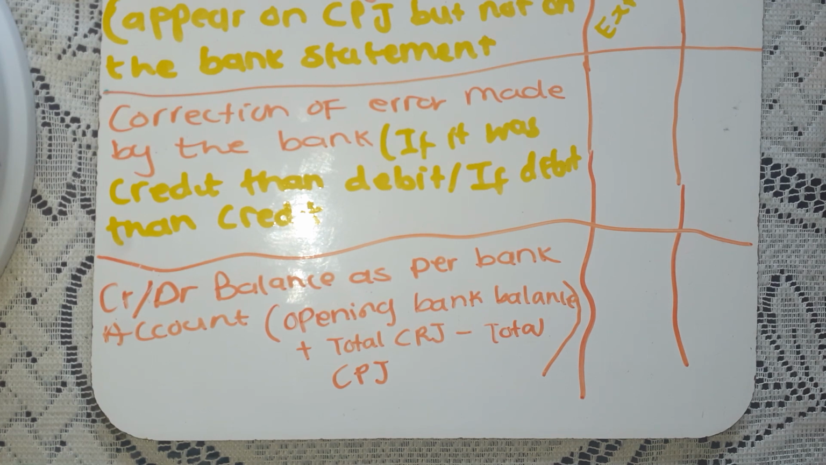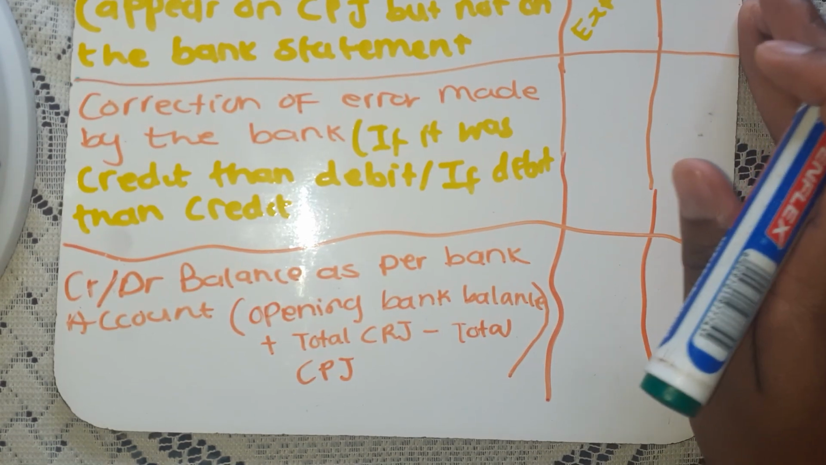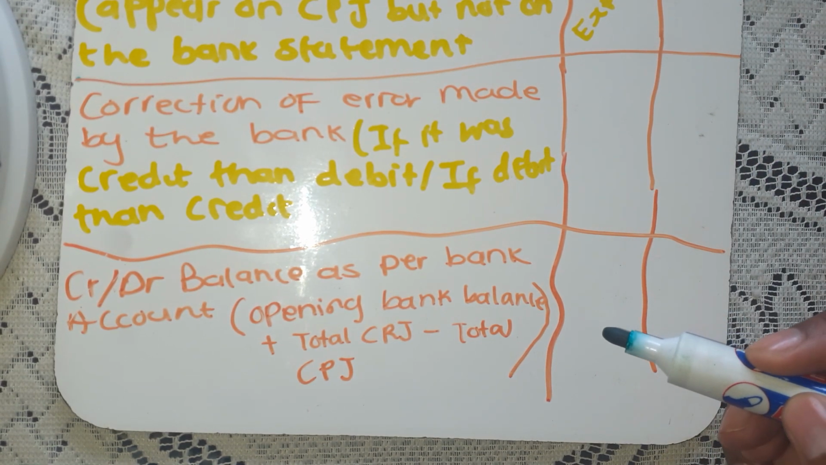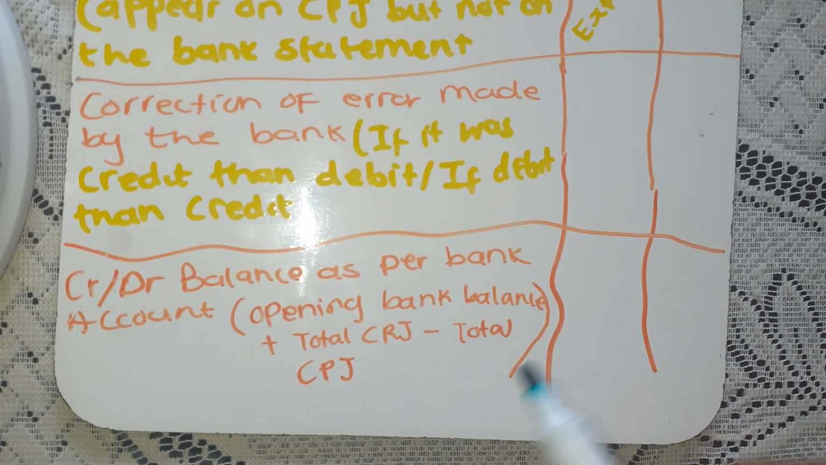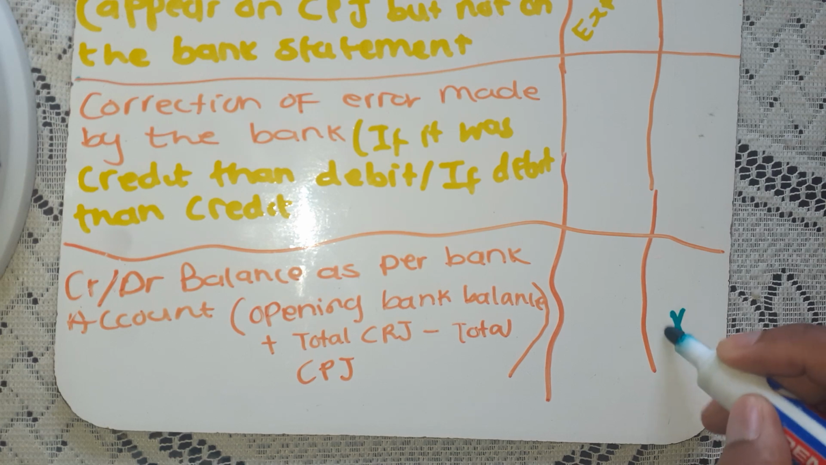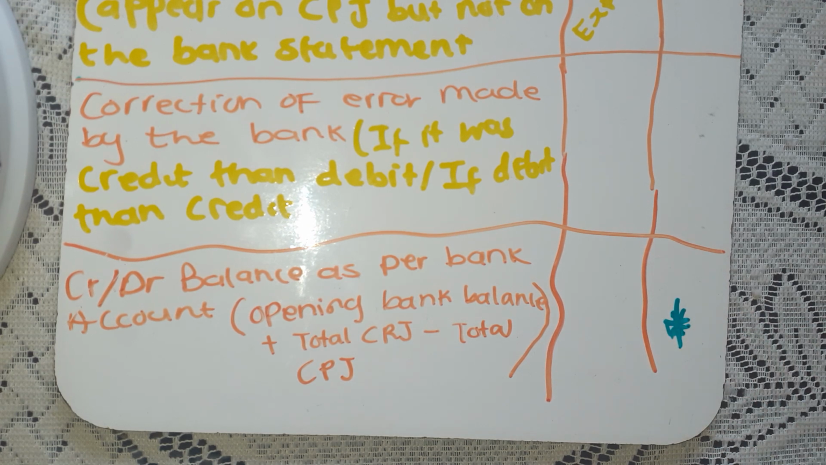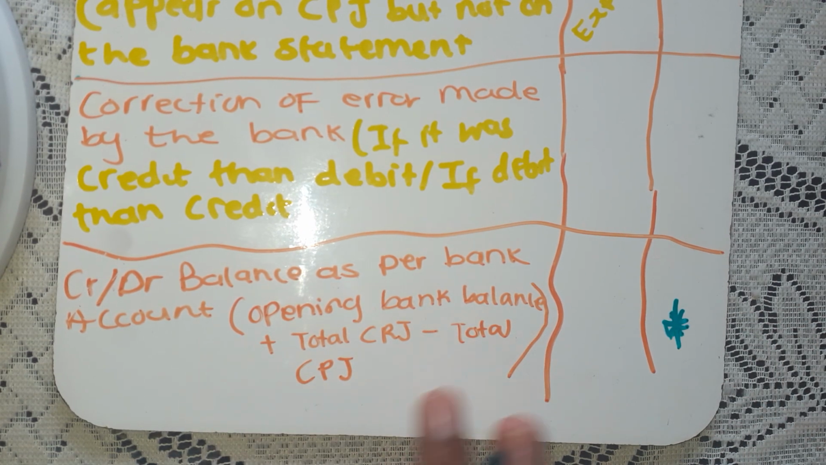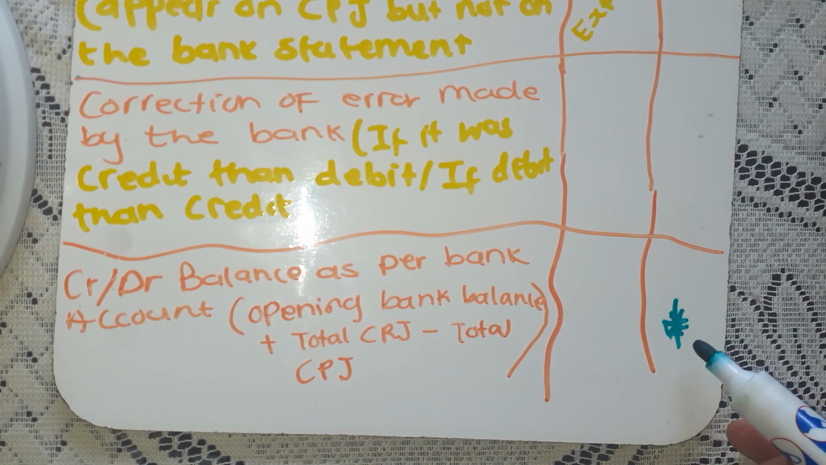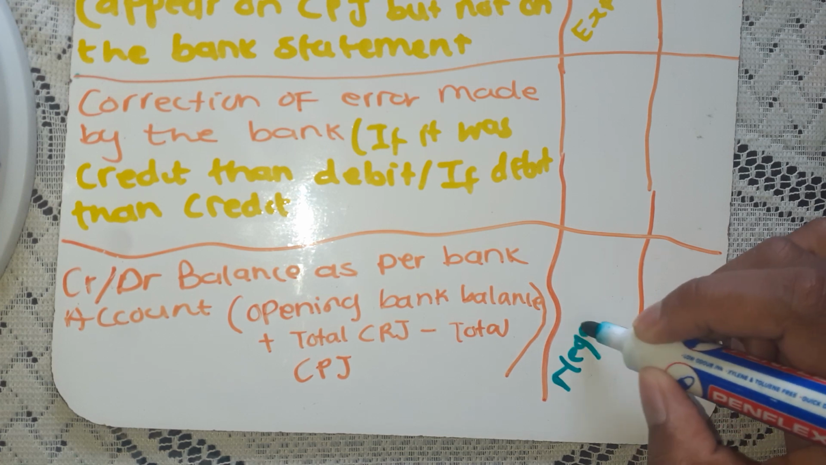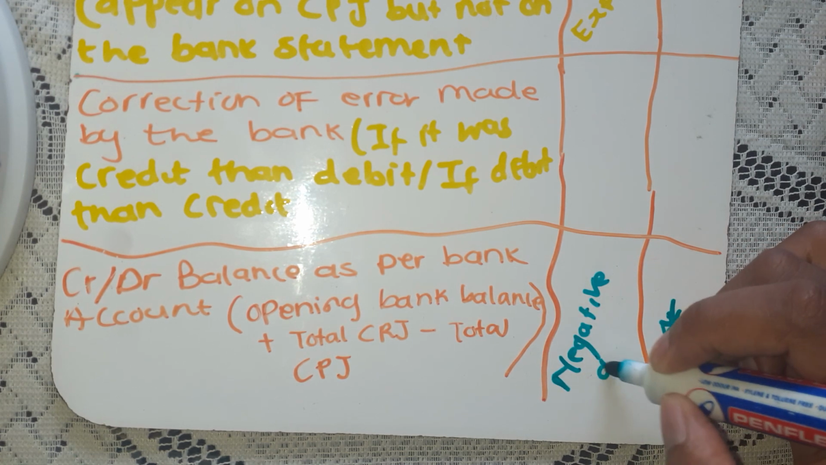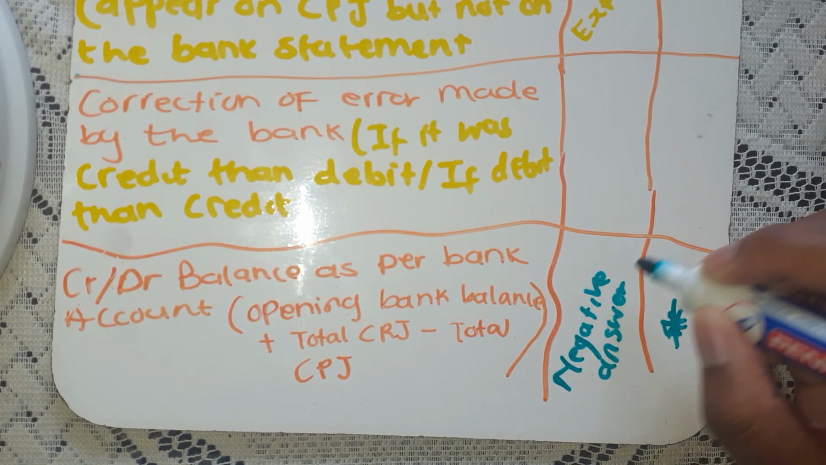Okay, so here, if receipts exceed the CPJ, we write the amount in here. Just know that when we do this and we have a positive answer, that positive answer we're going to credit it. But if we have a negative answer, we write it here.